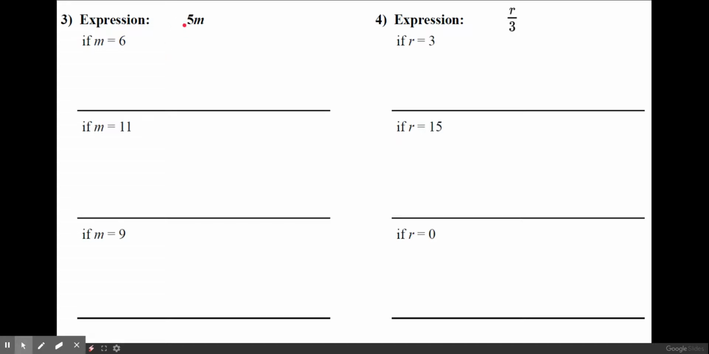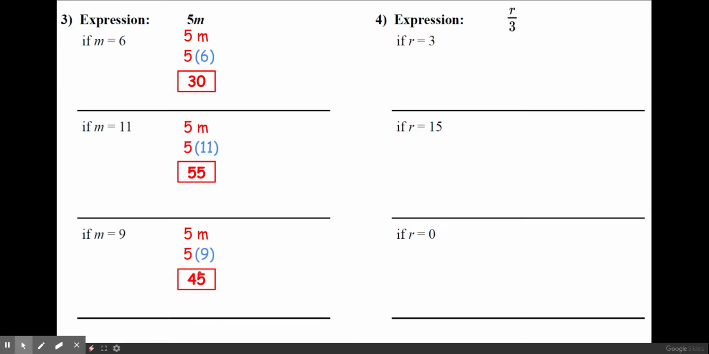Got a couple more expressions. 5m. Now remember, 5m means 5 times m. So we're multiplying those two. So 5 times m, let's rewrite the expression, 5m. And now we're going to replace m with 6. So 5 times 6. And that equals 30. Let's try the next one. What if m equals 11? 5 times 11. And that's 55. And let's try the next one. If m equals 9, then 5 times 9 is 45.